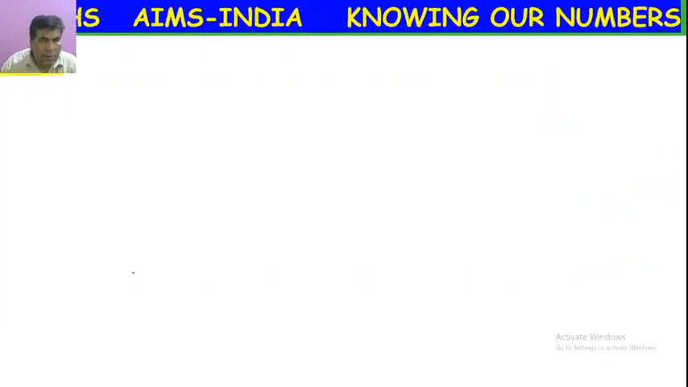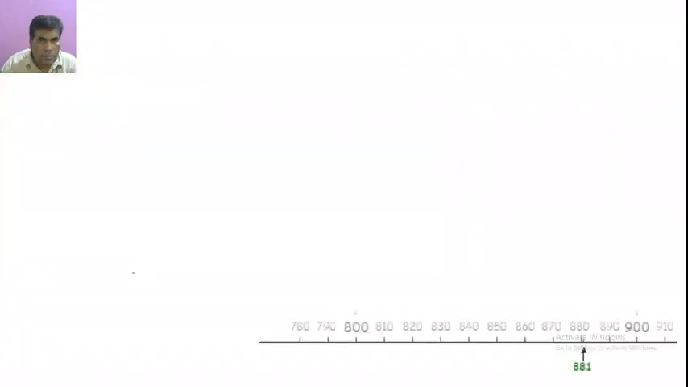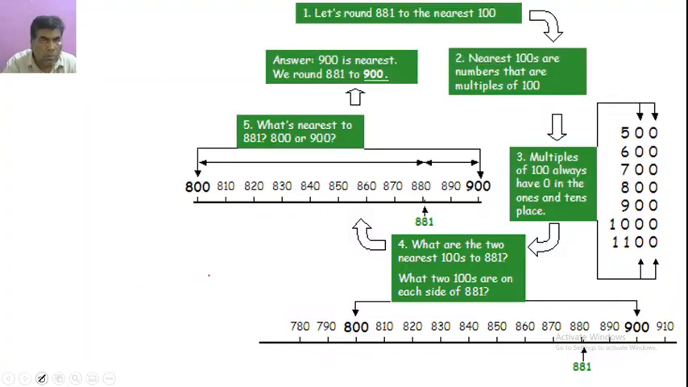Let's see another example. So what is the given number here? 881. 881 is the given number.